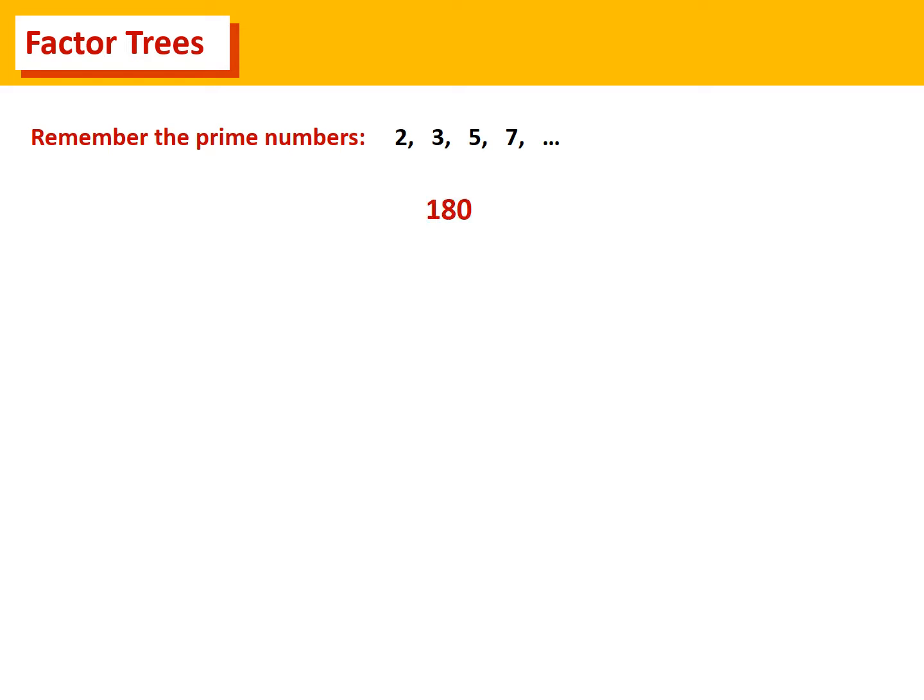Here's a second example, 180. We can break 180 up, it's an even number, so we can break that up into 2 times 90. 2 is prime, so we underline it. We can now break down 90, 90 is even, into 2 times 45. And we underline the 2 because it's prime.